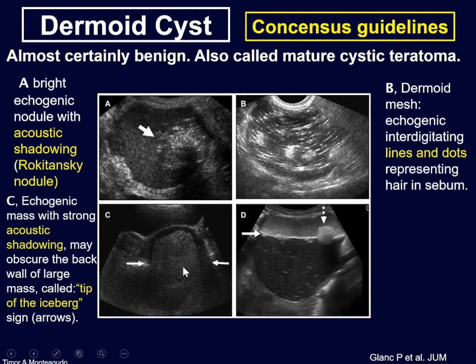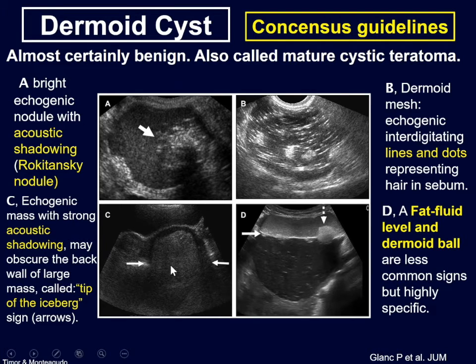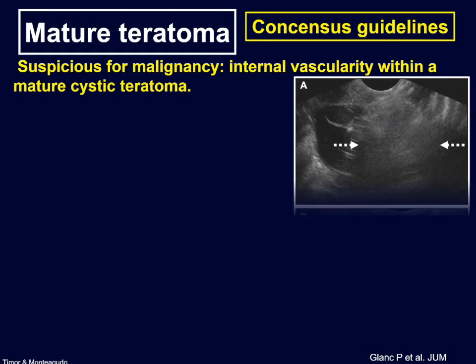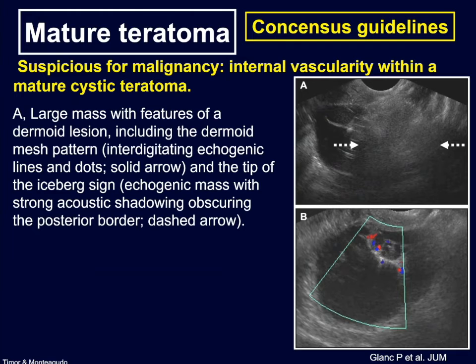They may obscure the back wall of the large mass. They are very hard to measure correctly. Always overestimate, because the surgeon will tell you that you defined it to be very small. Here is a fat fluid level with a dermoid ball. These are less common signs, but very highly specific. The mature teratoma has some internal vascularity, and you can see that here.